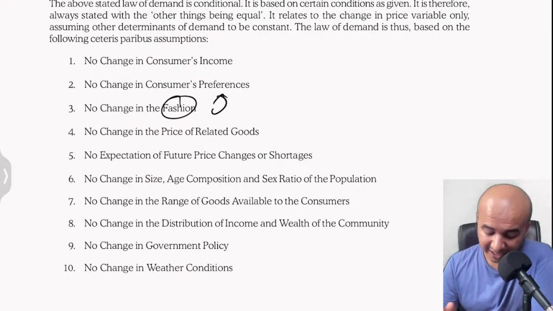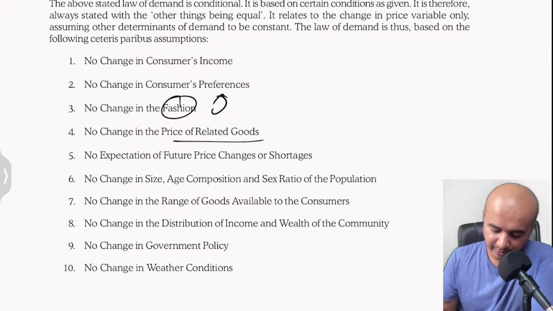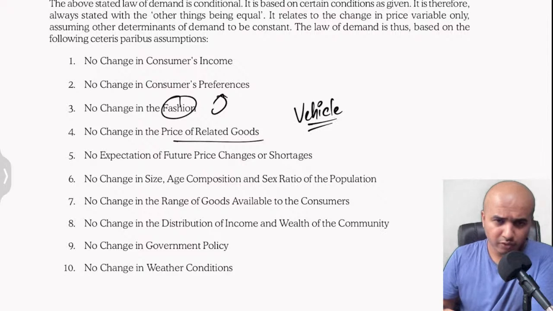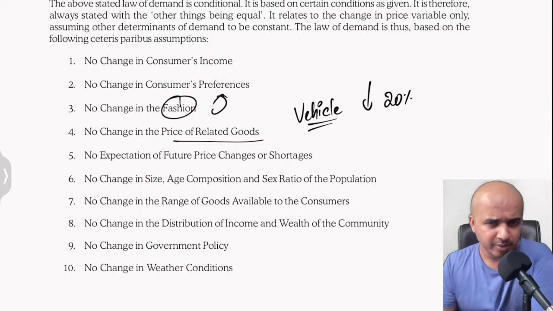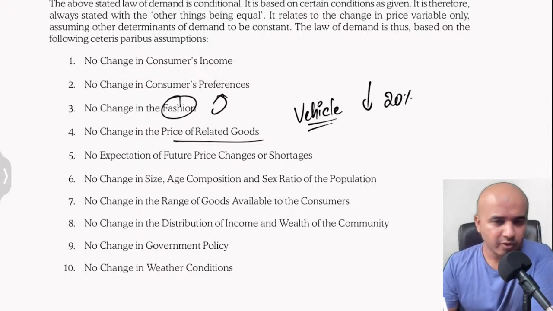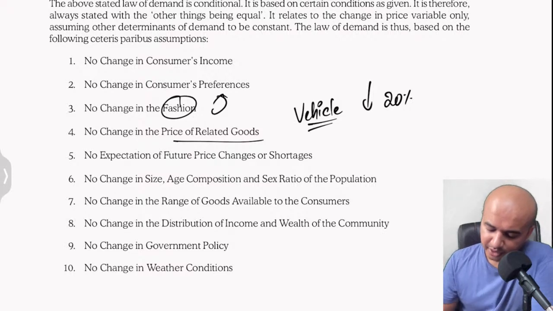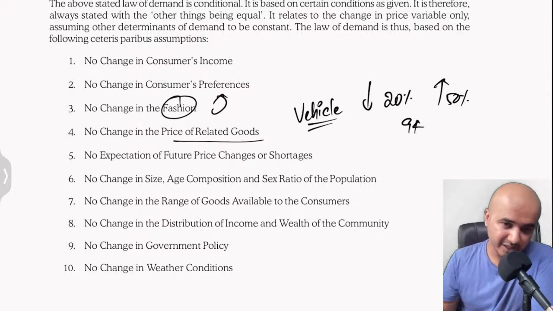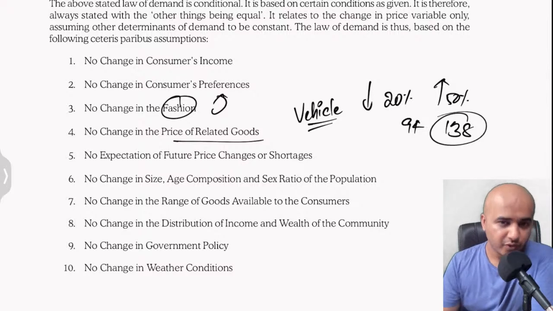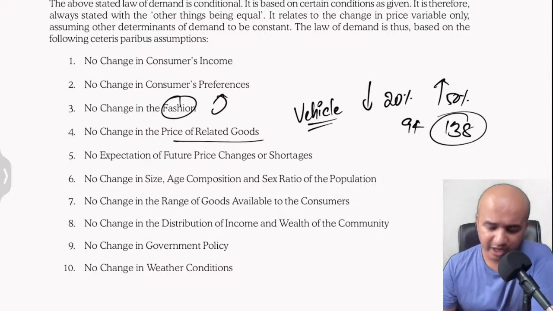No change in the price of related goods. That means, let's say the price of vehicles has come down drastically. All four-wheelers, the prices have been slashed by 20%. Let's assume maybe the government has reduced the GST rates for all the vehicles. But if the petrol price increases by 50%, if it was 94 per liter earlier, maybe now it is 138 or something, some random amount for 1 liter. In such a circumstance, why would anyone buy any four-wheeler?